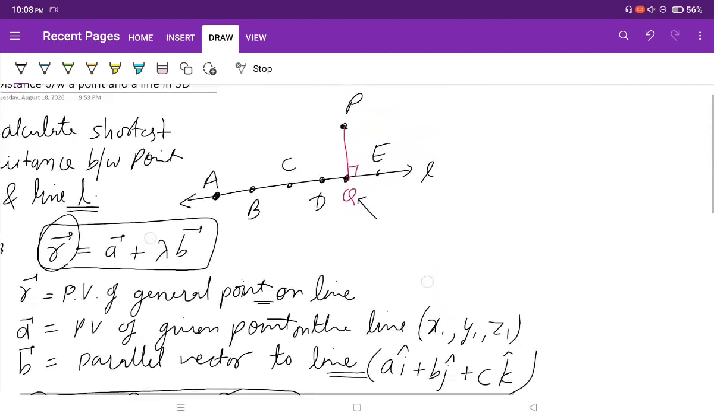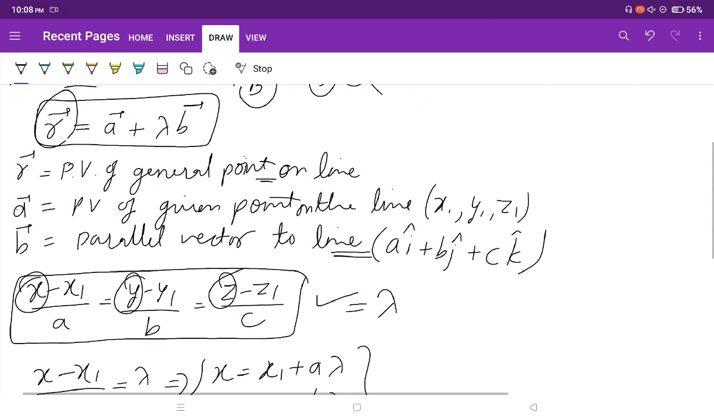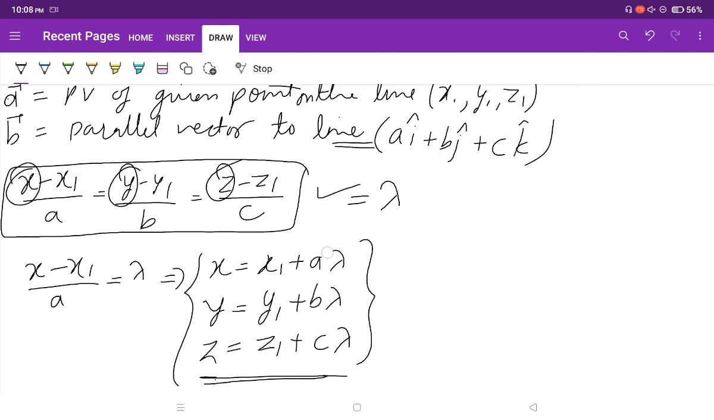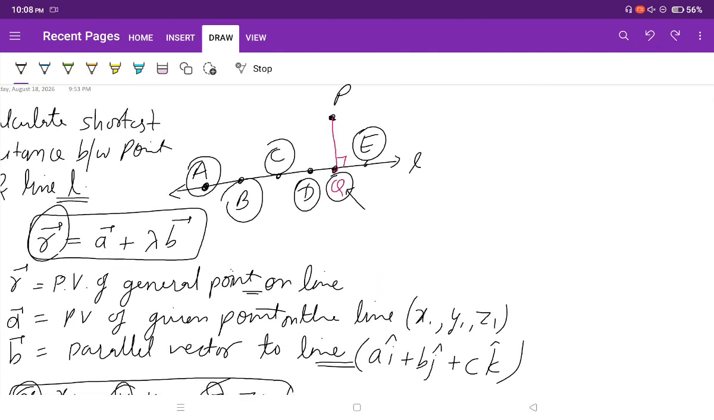This can be the coordinate of point A, this can be the coordinate of point B, C, D, Q, E, and many other points. For this to be the coordinate of A, the value of lambda can be something else, say lambda equals alpha 1. For this to be the coordinate of point B, lambda can be equal to alpha 2 and so on, right? Only by changing the value of lambda, we can get the coordinate of every point on this line, correct?